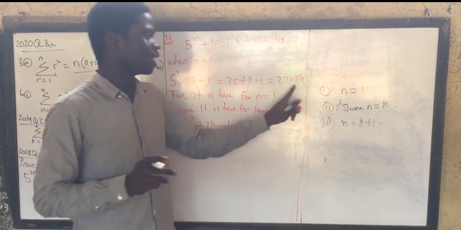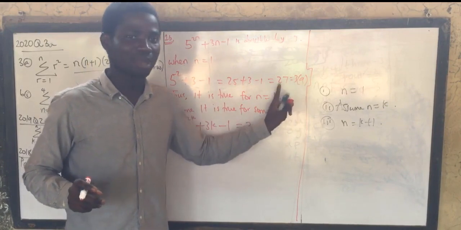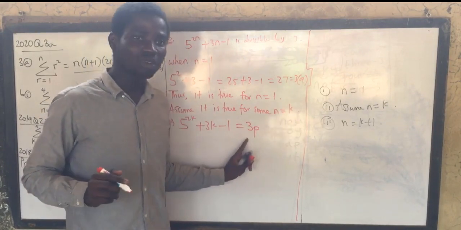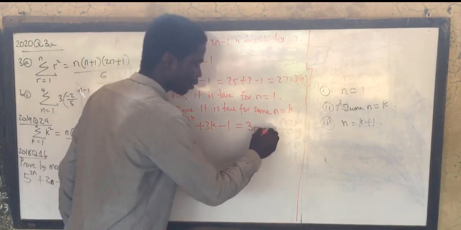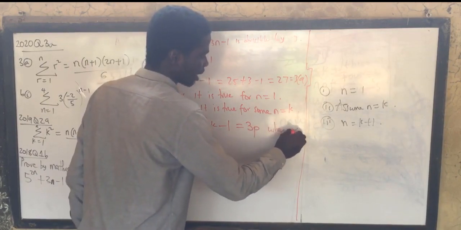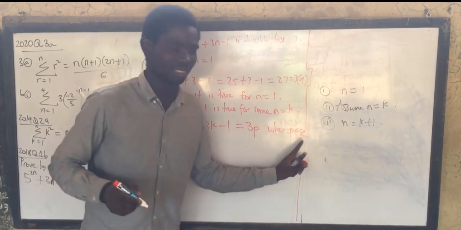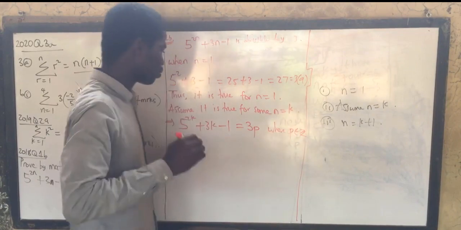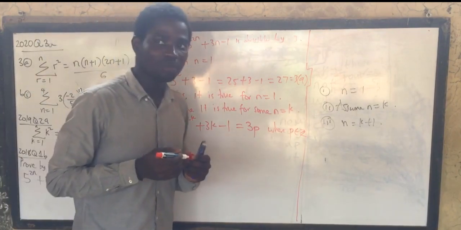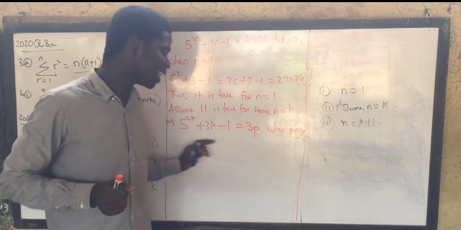When n is 1, the p here is 9, because 3 times 9 will give me 27. So I will write equal to 3p, where p is an integer, or I just write it this way, where p belongs to the set of integers. So now I want to prove for n equal k plus 1, but there is something you need here. You will need this assumption.